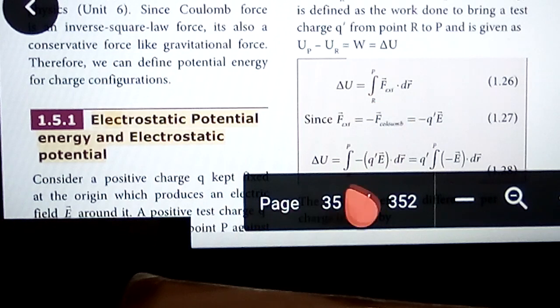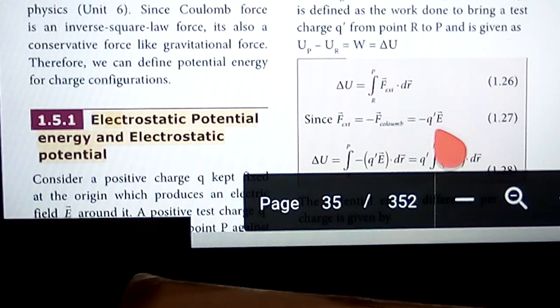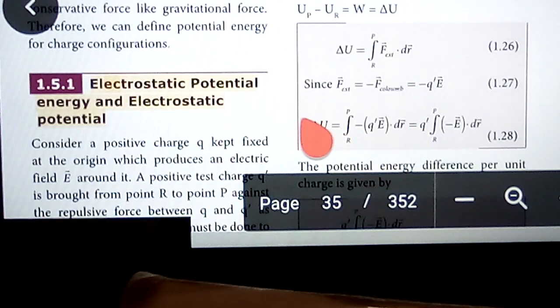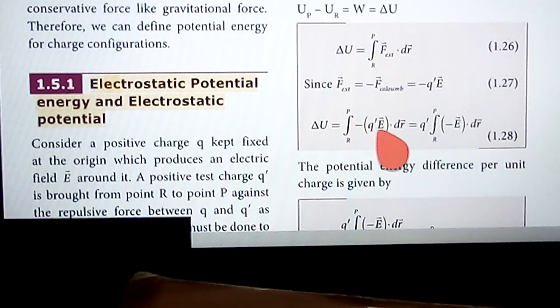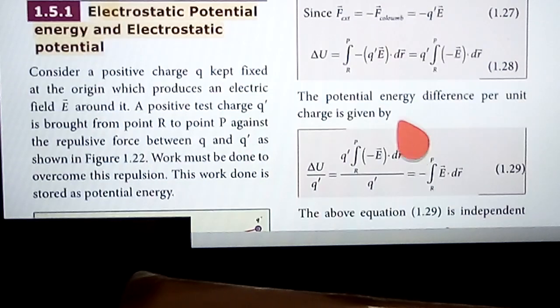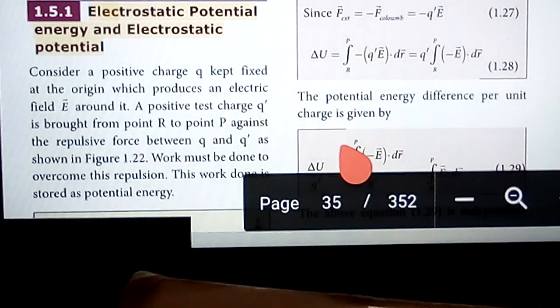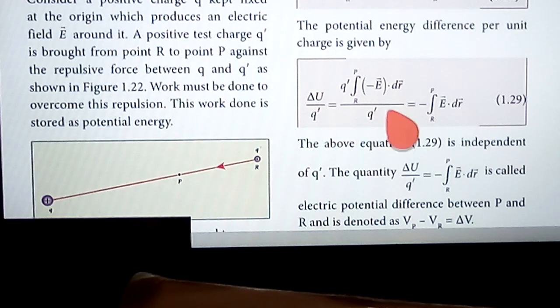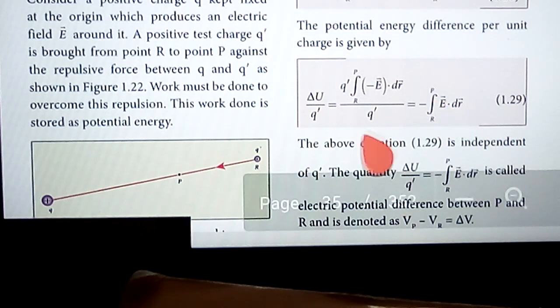And the external force will be equal and opposite to the Coulomb force, that is equal to minus Q dash E. Therefore, the change in the potential energy is given by delta U equal to integral R to P minus Q dash E dot dr, and thus equal to Q dash integral R to P minus E dot dr. So the potential energy difference per unit charge is delta U by Q dash, and that's equal to minus integral R to P E dot dr. So this equation 1.29 is independent of Q dash.